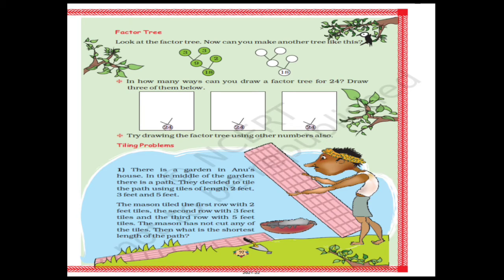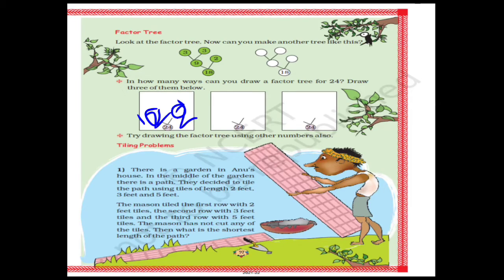Now the way you have made the factor tree for 18, the similar way you have to make it for 24. The first tree I will make for you, and the second and third will be your homework. So we know that 12 2s are 24. So you have to make two circles like this, and then in the first circle you will write 12, and in the second one you will write 2.